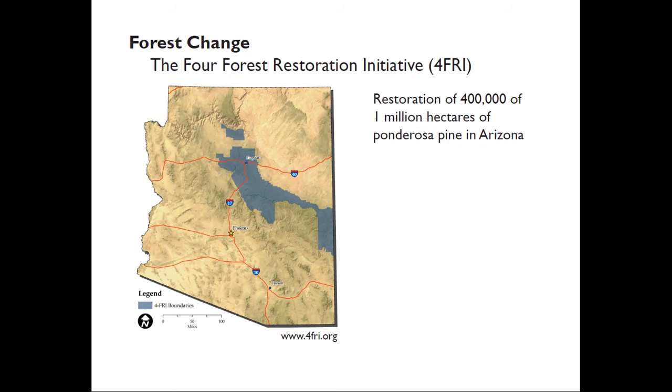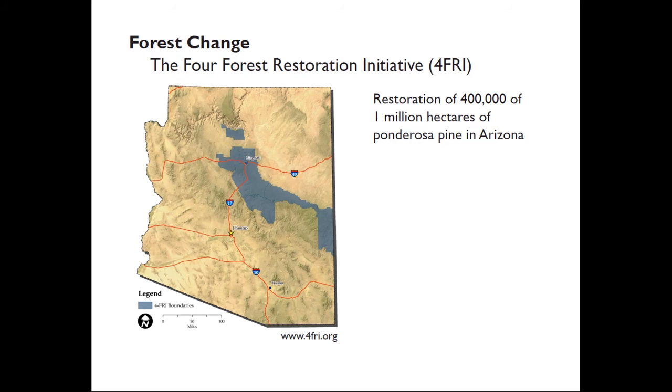So the remedy to these problems is forest restoration, which seeks to go in and thin out these forests, reduce the fuels, and solve a lot of the problems, and that's actually starting to be done at a relatively large scale. There is a proposed forest restoration initiative in Arizona that will happen over 1 million hectares of national forest land.